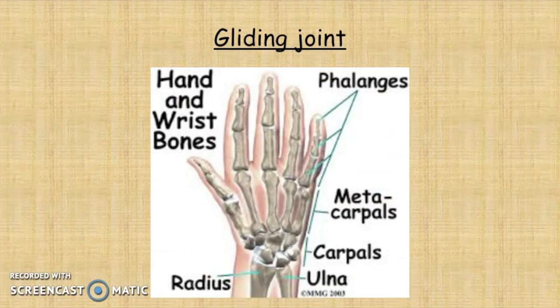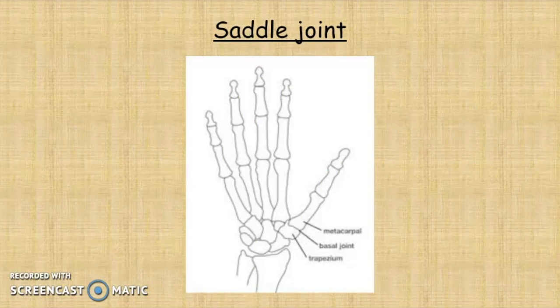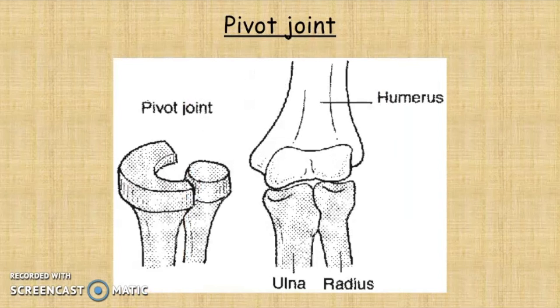Gliding joint. Gliding is the least movable of the synovial joints. An example are the carpals or tarsal joints. Saddle allows flexion, extension, adduction, abduction, and circumduction. An example is the trapezium to the thumb. The pivot joint. The pivot joint only allows rotation. An example is the radius and ulna.